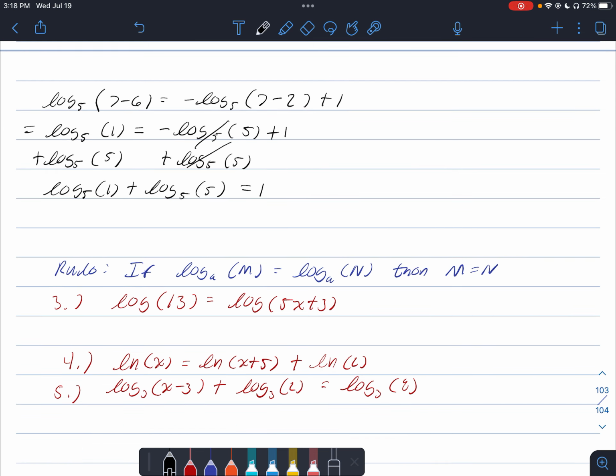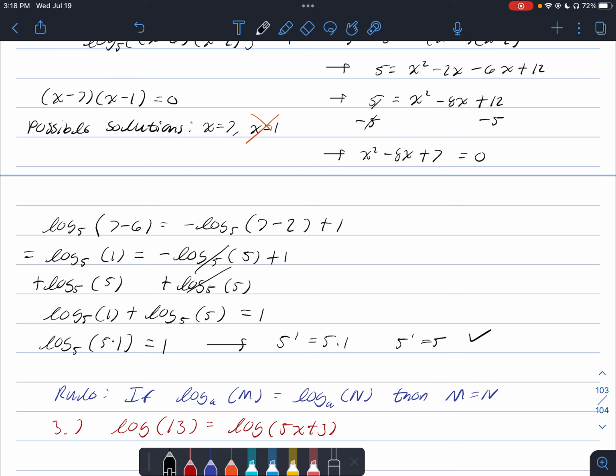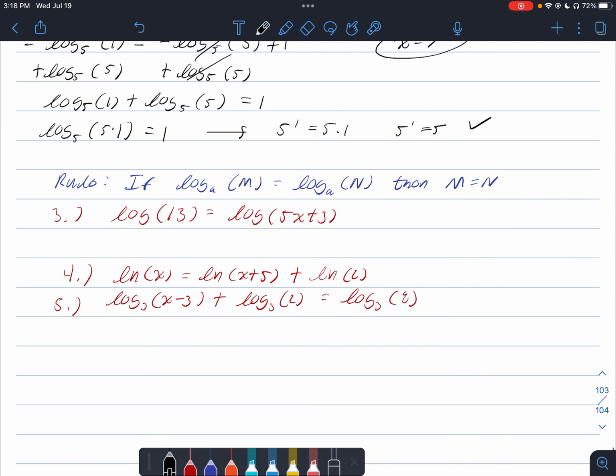Now, using our product rule, we can go ahead and rewrite this as log base 5 of 5 times 1 should be equal to 1. Or we can rewrite this as 5 to the 1 is equal to 5 times 1, which is obviously true, okay? Because we have 5 to the 1 is equal to 5. So we know that x equals 7 is a valid solution for this equation.